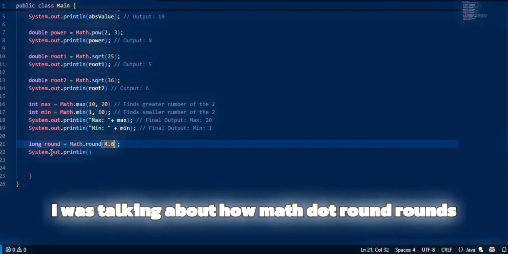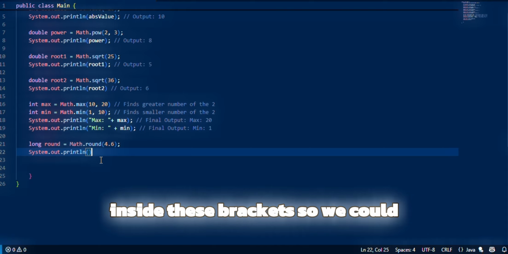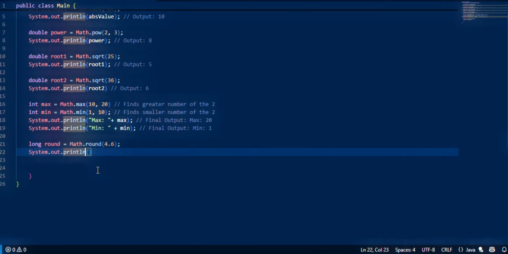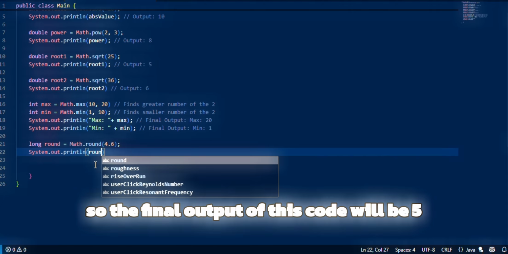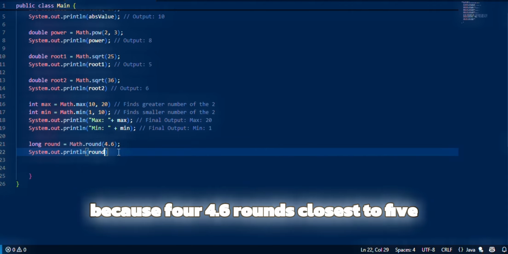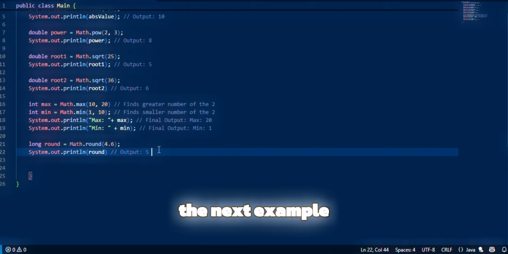Now for this example, I was talking about how Math.round rounds the nearest number to the whole number inside these brackets. We can just write round inside the System.out.println. The final output of this code will be 5, because 4.6 rounds closest to 5.